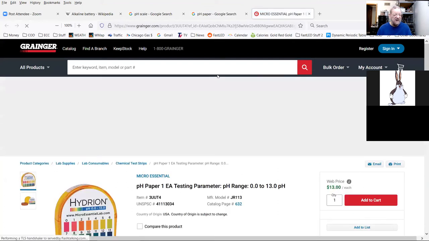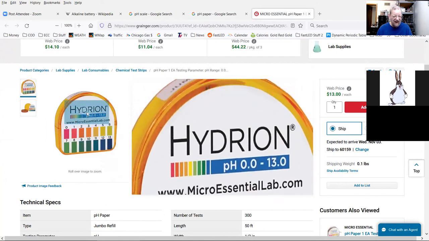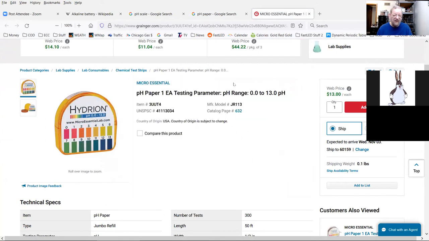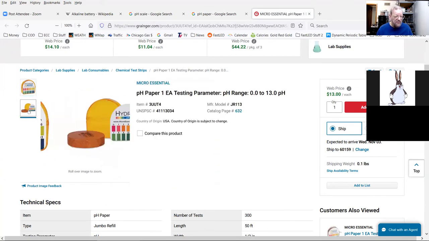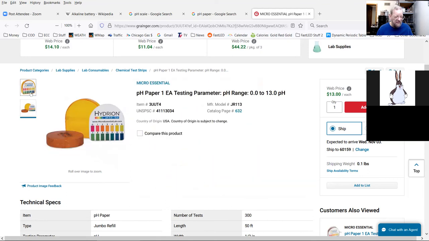All right, does everybody see on their screen on the left, hydron, I always call it hydron. And that's pH paper in this roll. Here's the pH paper, it's in foil, but it's a strip of paper.